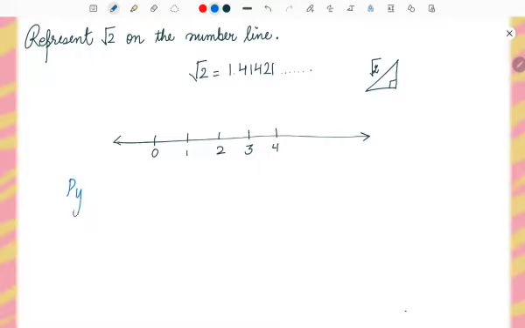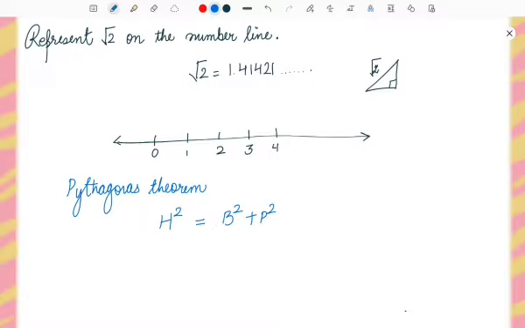Pythagoras theorem. What is Pythagoras theorem? Pythagoras theorem states that the square of the hypotenuse is equal to the sum of the squares of the other two sides. Right? We are using Pythagoras theorem here.